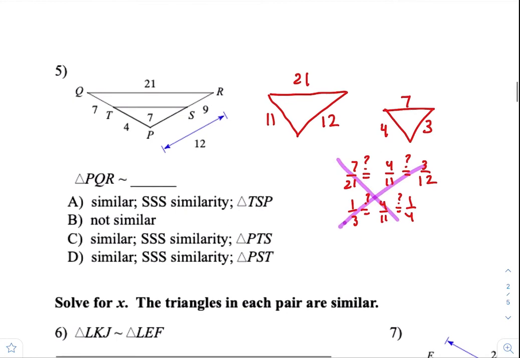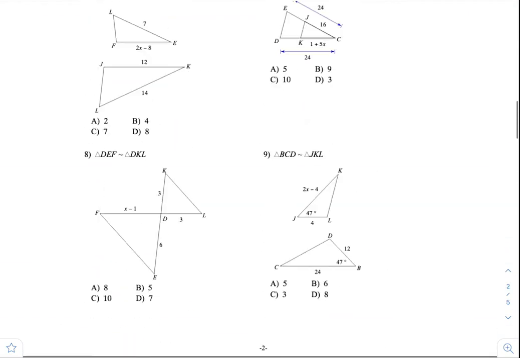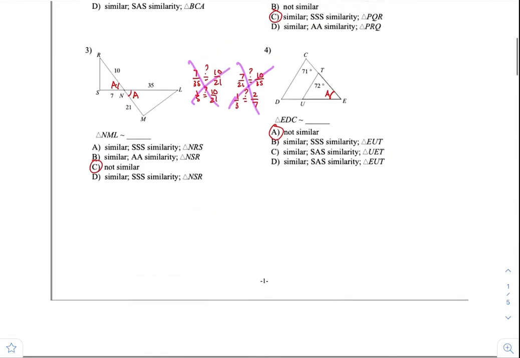Another combination would be 7/21, 3/12. Oh no, we already did 3/12. 3/11, and 4/12. So that's 1/3, that's still 3/11, and that's still 1/3. So these sides aren't proportional either. So for number 5, we're also going to have not similar.